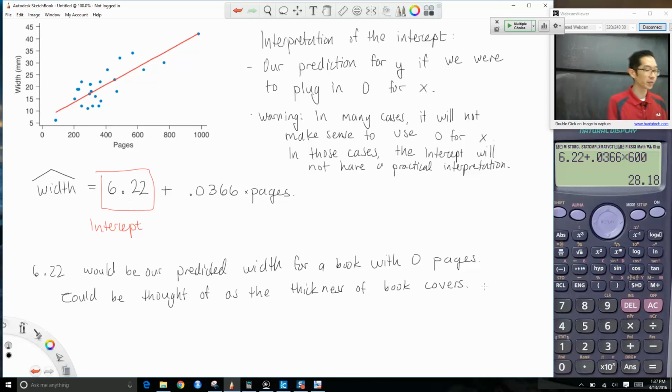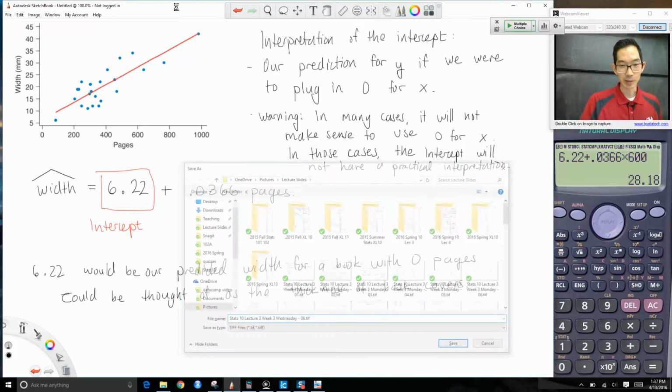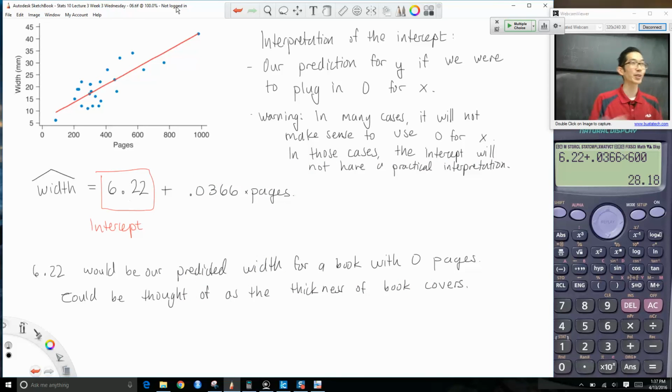So if I were to tear out all the pages in this textbook, I would be left with just the covers, and if I measured the width of the covers, maybe I would get 6.22 millimeters, something like that. It's a possible interpretation. And sometimes you find old textbooks that are falling apart, and you just have the covers, right?